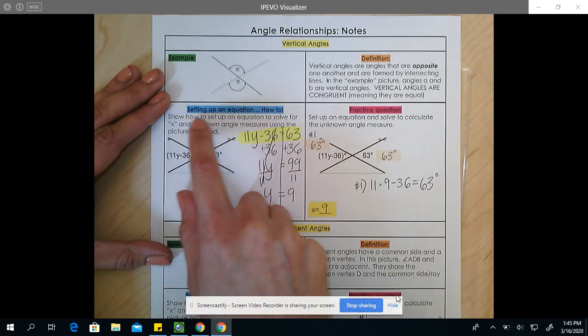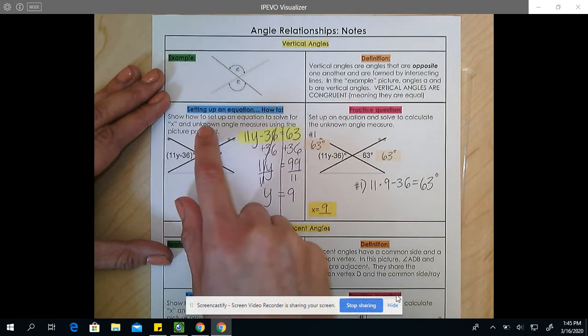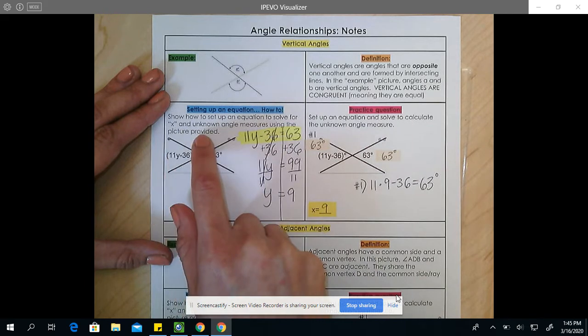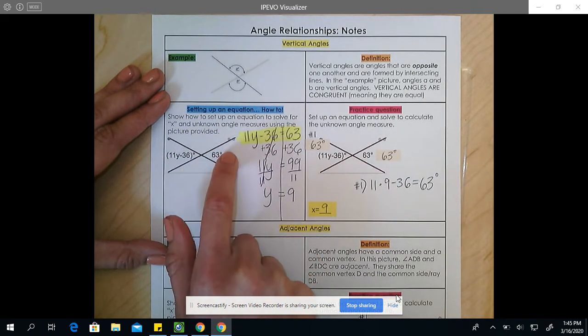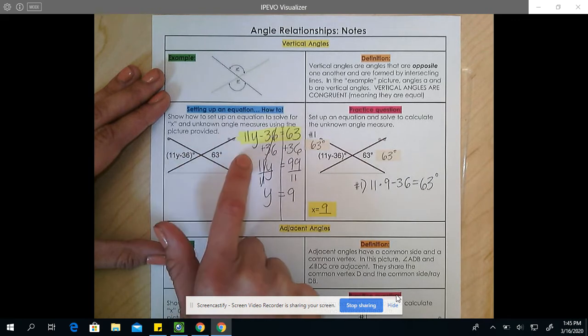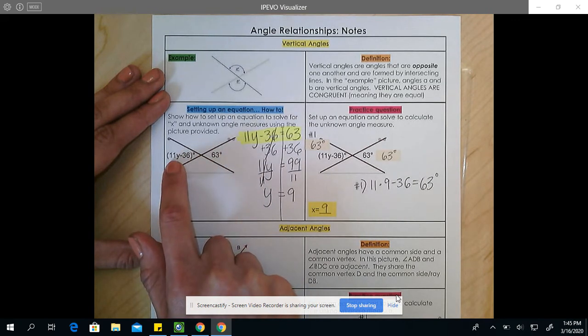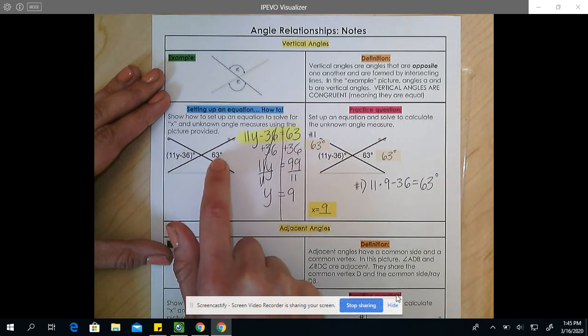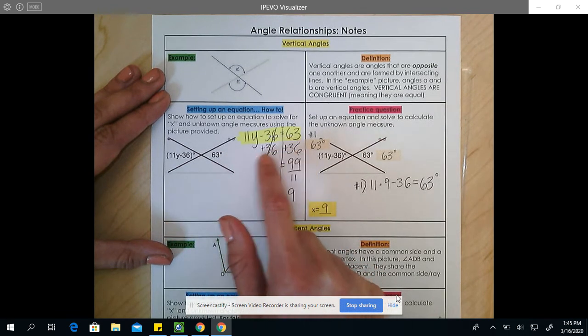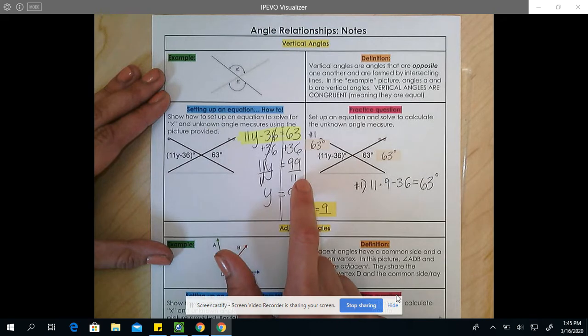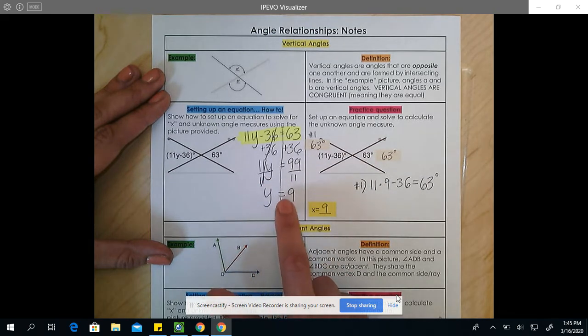Okay, we're going to show how to set up an equation to solve for x and unknown angle measures using the picture provided. In this picture, these are vertical angles. These are equal to each other. Therefore, 11y minus 36 equals 63. My equation is here. Add 36 to both sides, divide by 11 on both sides, y equals 9. The value of y is 9.